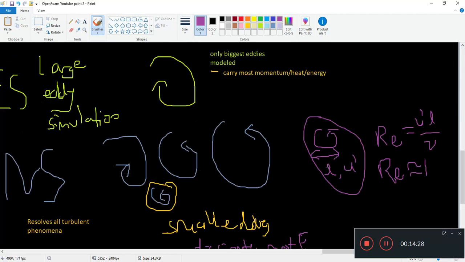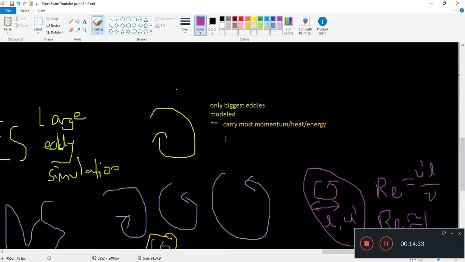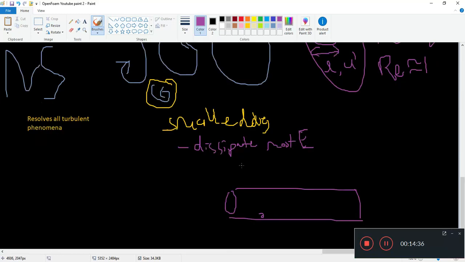Therefore, the assumption is that they don't carry most of the momentum. So let's say you have a large eddy here, swirling around in this fluid. There's a lot of convection going on because of this eddy, and along with the fluid, it will bring a lot of heat, energy, or momentum around. So these are the main transporters of heat and momentum.